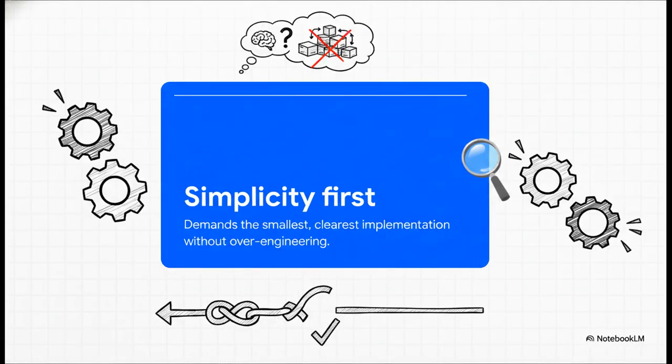Next up is simplicity first, which is your direct antidote to all that over-engineering. This principle demands the absolute smallest, clearest implementation that fits the surrounding code base. It strictly prohibits speculative future-proofing or unrequested abstractions. The guiding question here is super simple. Would a senior developer look at this code and think it's unnecessarily complicated? If the answer is yes, the AI has to go back to the drawing board and simplify it, period.